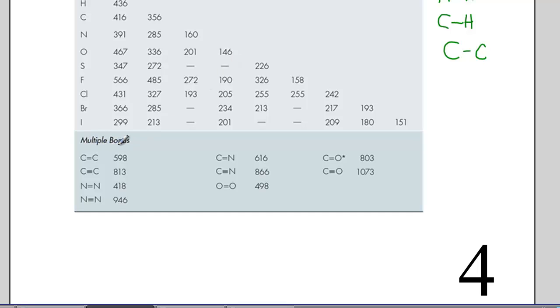Now, in terms of multiple bonds, it takes a little more energy. Notice where it said up here, a C single bond C in a molecule of ethane, from our earlier lesson, CH3, the C-H bond was 416, and C-C is 356 kJ per mole. If I had a C double bond C, it's going to take more energy to break both of those shared pairs of electrons. We see that written as 598 kJ per mole. This is triple bond C, recorded as 813. And so forth.